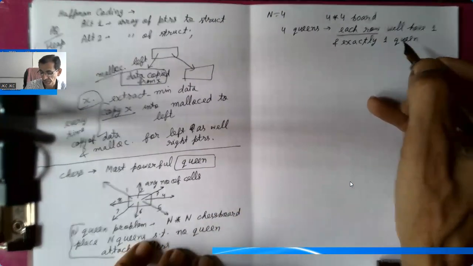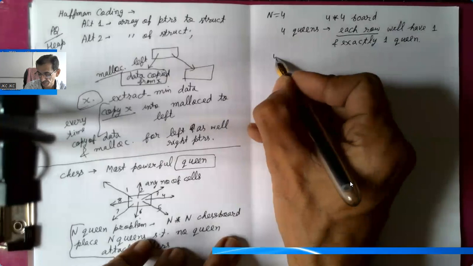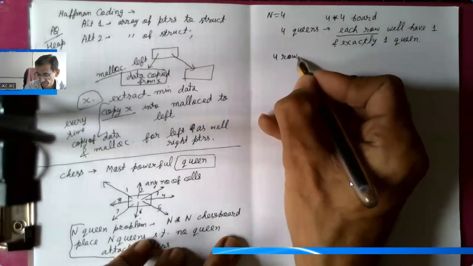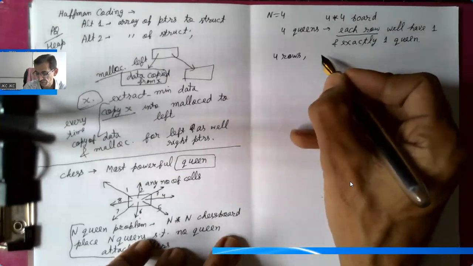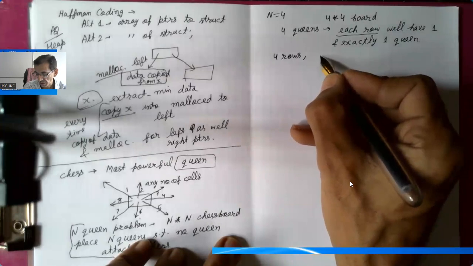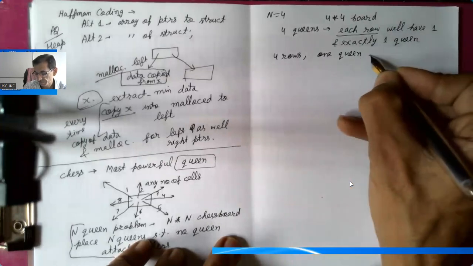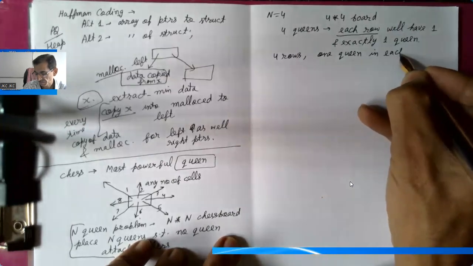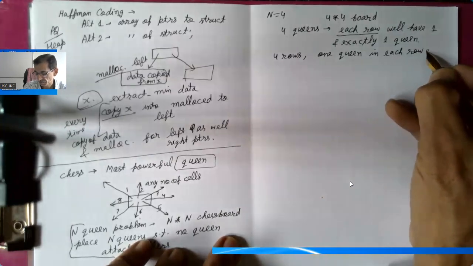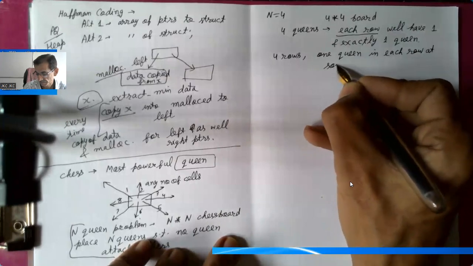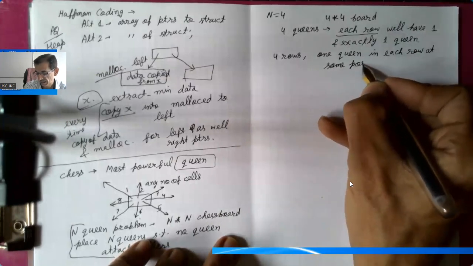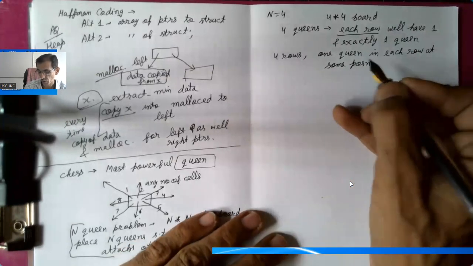Now, my problem becomes simple. So I have 4 rows and I want to find out one queen to be placed in each row at some position, such that attack doesn't happen among them at all.